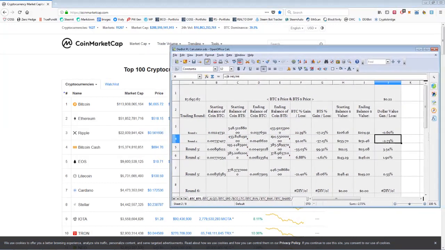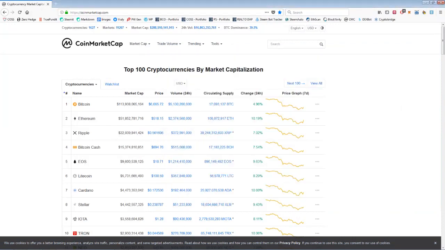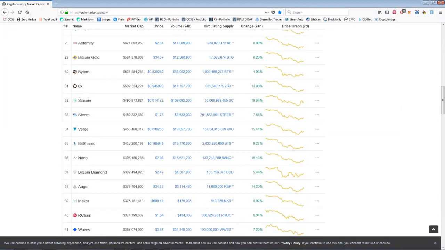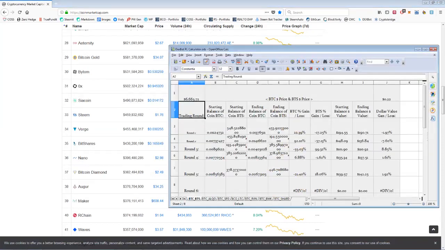And so Bitcoin price is down to 6665.72. Ominous number. Probably fitting for the cryptocurrency markets right now, way down here. And Bitshares, number 35 right now on CoinMarketCap. Bitshares is 0.165.